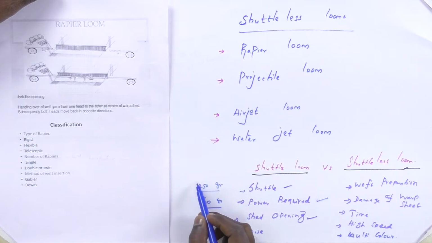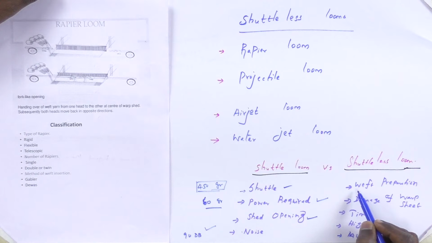The 450 gram shuttle requires more space for carrying the weft when compared to the 60 gram projectile. The noise: the 450 gram shuttle requires more power, and also the arresting of the shuttle creates more noise in shuttle looms. More than 90 decibels of noise is produced in shuttle looms, which is reduced in shuttleless looms.